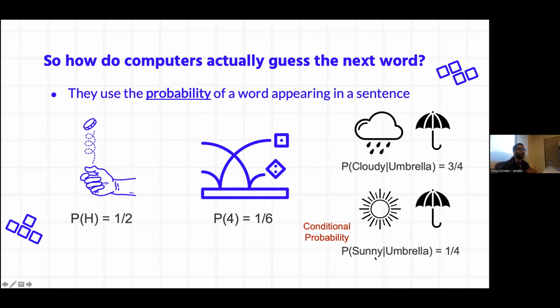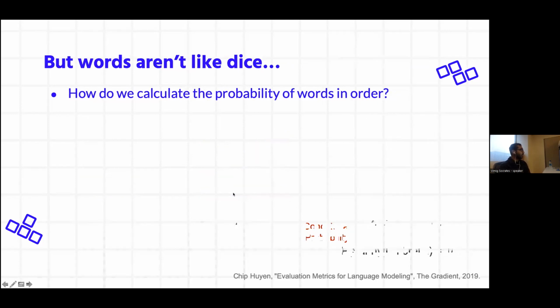And we'll use this idea a lot in sentences, because the words that we put in a particular order to make a sentence depend on the words behind it, right? So we have some conditions that happen. So I'll talk about this in the next couple slides here. So the key point here is that words aren't like dice. And so how do we calculate the probability of words in a particular order?